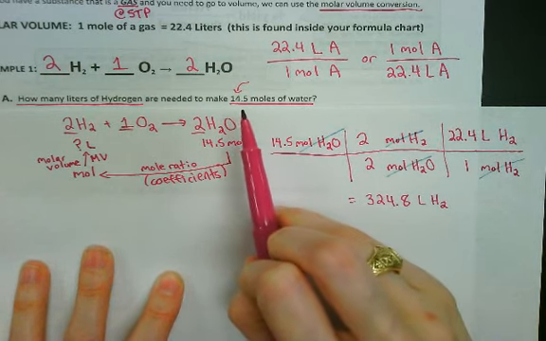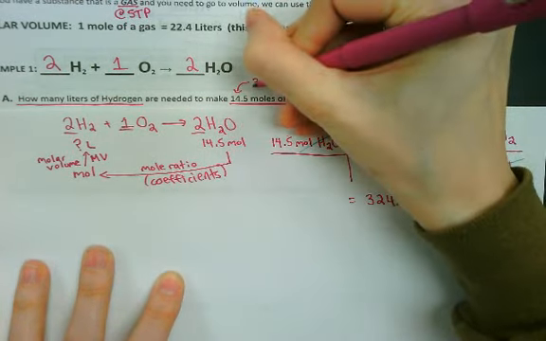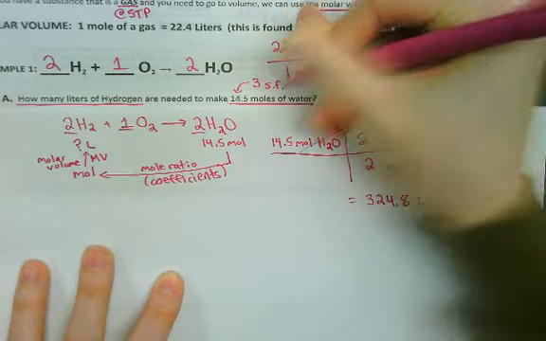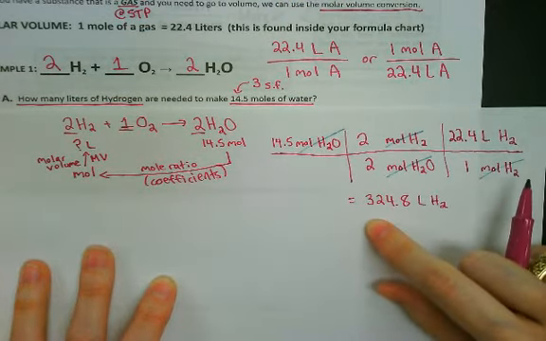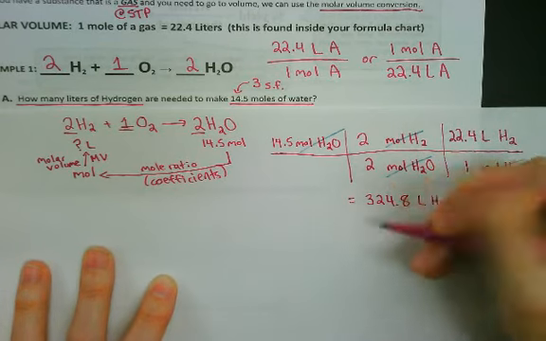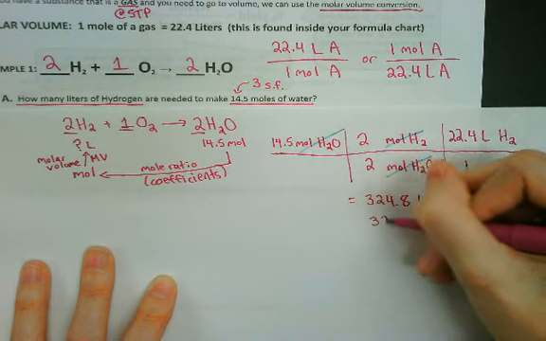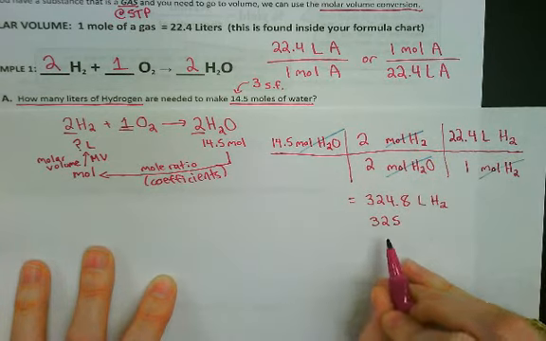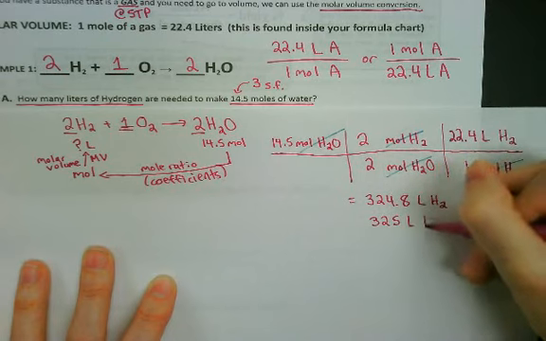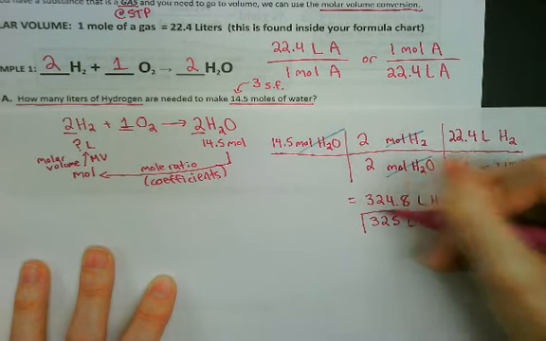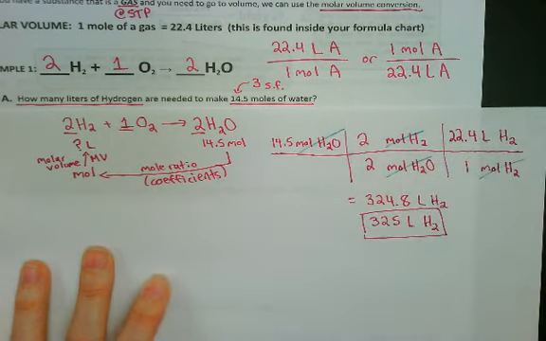But I have to be careful, because over here, I was given 14.5 moles, which is a number with 3 significant figures. So that means my answer has to have 3 significant figures as well. So I'm going to go ahead and round this to 325, because that 8 is going to round that 4 up to 5 liters of hydrogen. So that is my final answer.